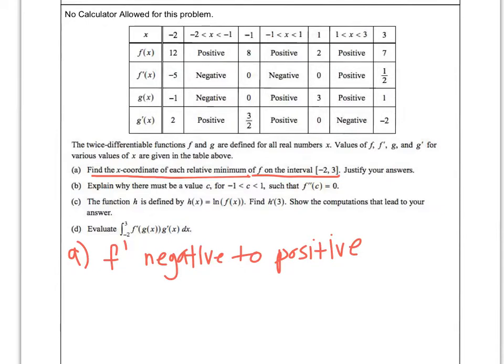Oh man, we got two different equations, or two different functions going on here. So I'm going to look at f prime. We're at 0, then back to negative, then 0, then we're going to positive. And that happens at x equals 1. So at x equals 1, f prime goes from negative to positive.